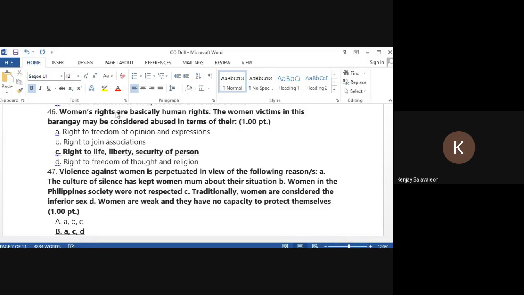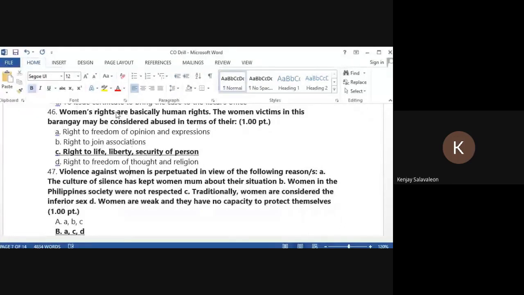Right to join associations, hindi naman siya related doon sa case, no, sa domestic violence. And right to freedom of thought and religion, masyado na din siyang malayo. But the related na right, nasa Bill of Rights associated with domestic violence is letter C.